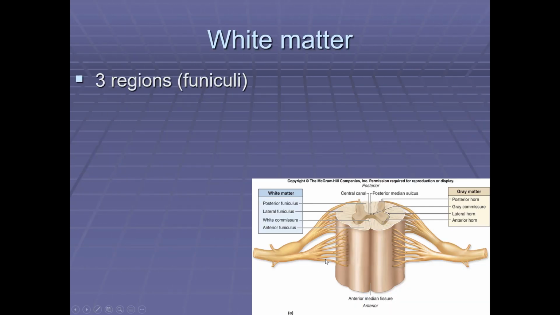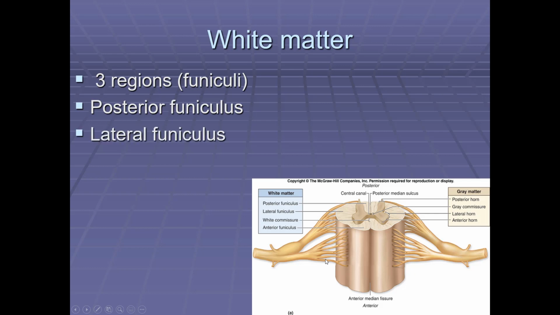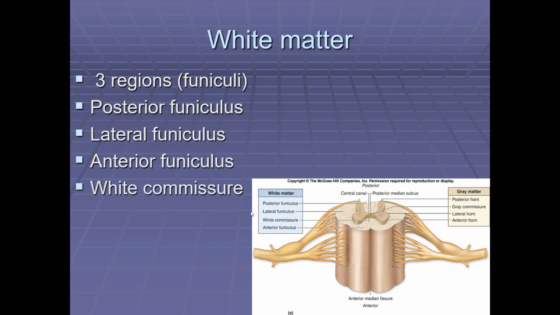The white matter of the spinal cord is divided into regions called funiculi. Similar to what we saw with the horns, we have posterior funiculi, lateral funiculi, anterior funiculi. Singular would be funiculus, so posterior funiculus if you're talking about one, lateral, and then anterior. And this little part of white matter going across the spinal cord is called the white commissure, right in front of the gray commissure.